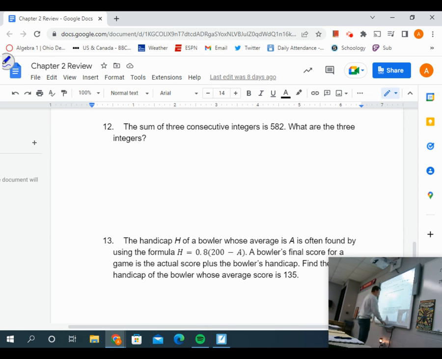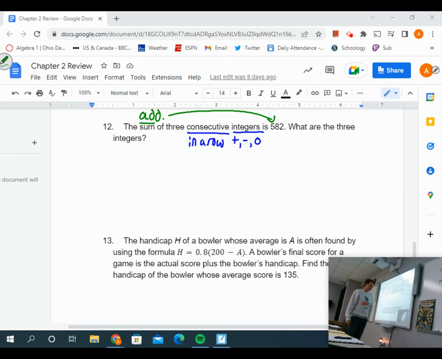Well, the word integer refers to positive and negative numbers and the number 0, but not numbers that are fractions. So essentially, we've got three non-fractional numbers, consecutive, which means they are right in a row, and their sum, which again points to addition, totals 582. So this is the information I have going into the problem.